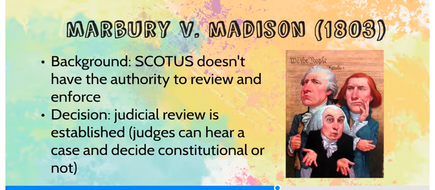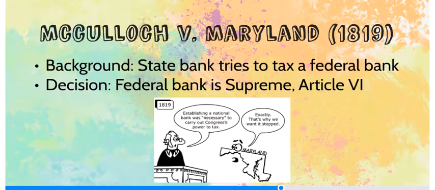They are allowed to look over other cases. However, they are not allowed to enforce their ruling. Okay? So they can say that something is unconstitutional, but they are not allowed to enforce it. That's the executive branch's job. Let's move on to the next one.